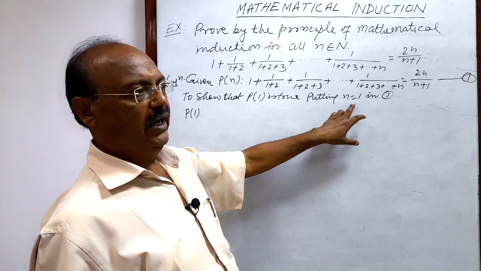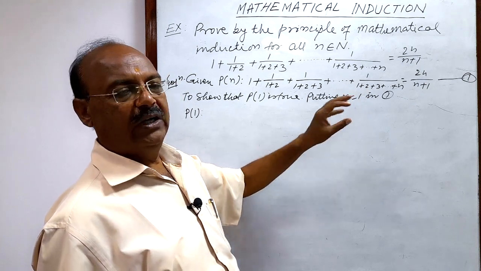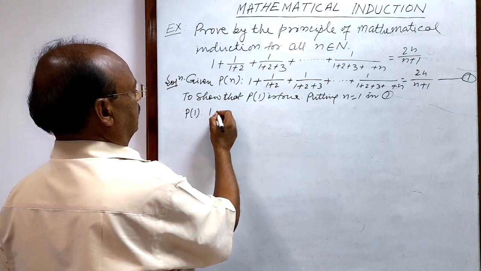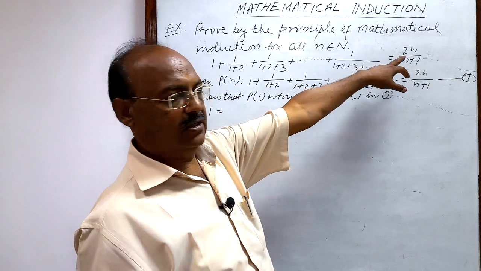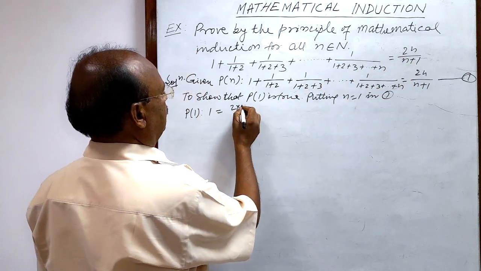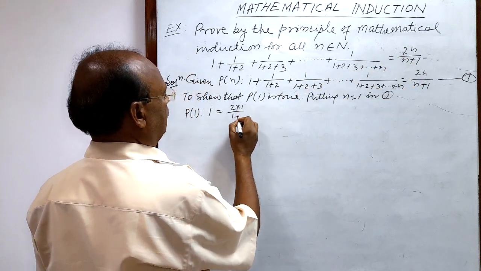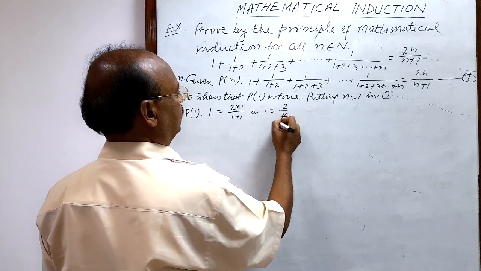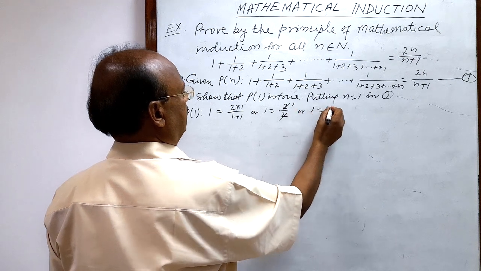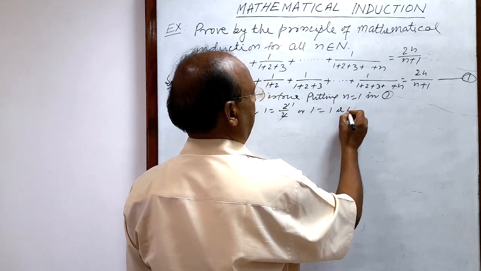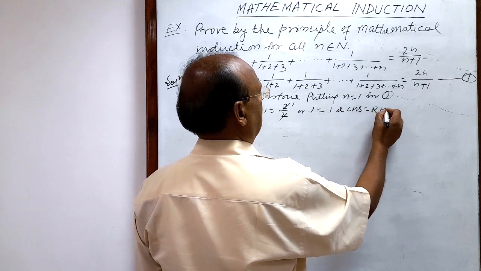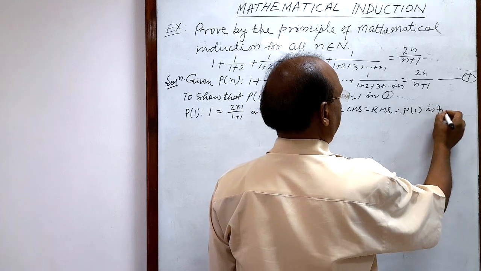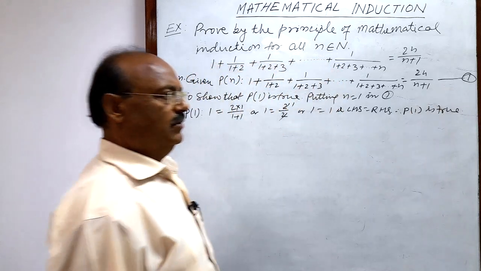But if you are putting n is equal to 1, then you have to take only one term, meaning only the first term. So here the first term is 1, and on the right hand side, by putting n is equal to 1, this is 2 into 1 divided by 1 plus 1. Or we are getting 1 is equal to 2 by 2, or 1 is equal to 1. So we are getting LHS is equal to RHS, correct? And therefore P1 is true. So this is the first step.